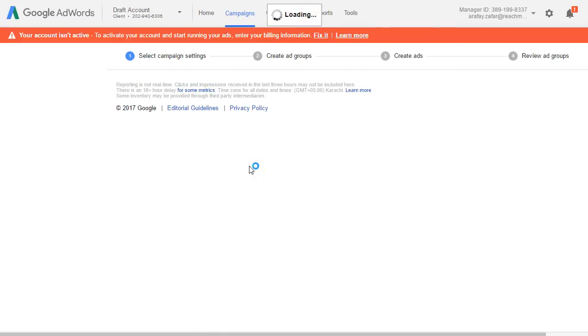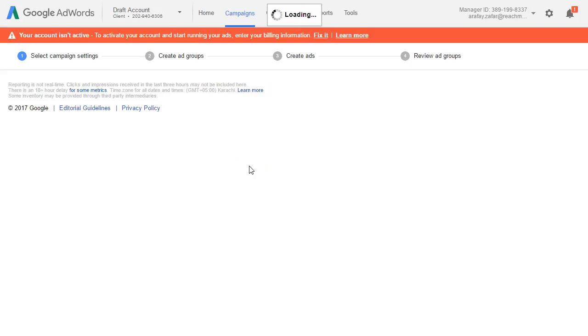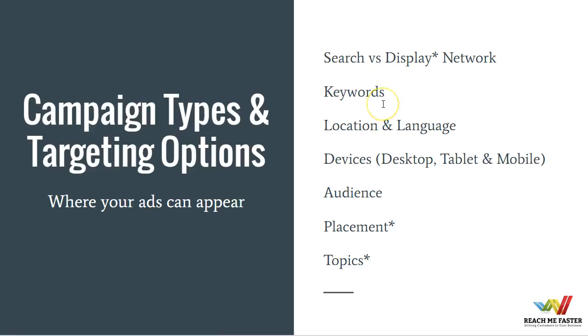So here we are. Let it load first. These are the targeting options for a search network, these first four. When you create a campaign, you will first be asked for the location, language, and device, and these are the main ones that will be asked, and then the keywords will come when you create the ad group.